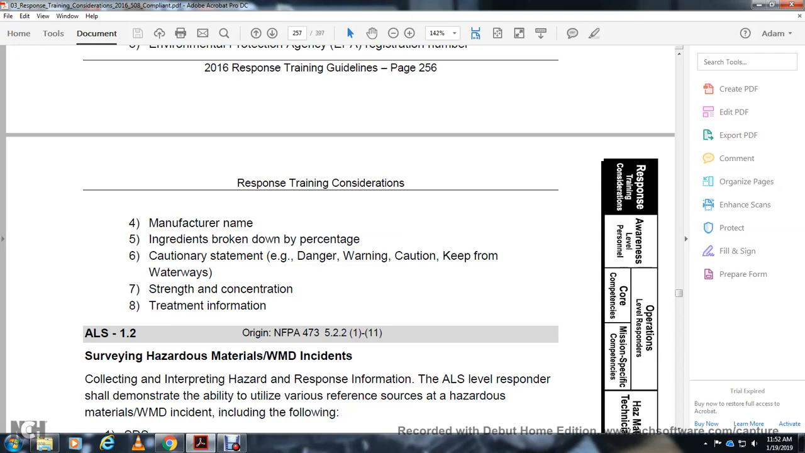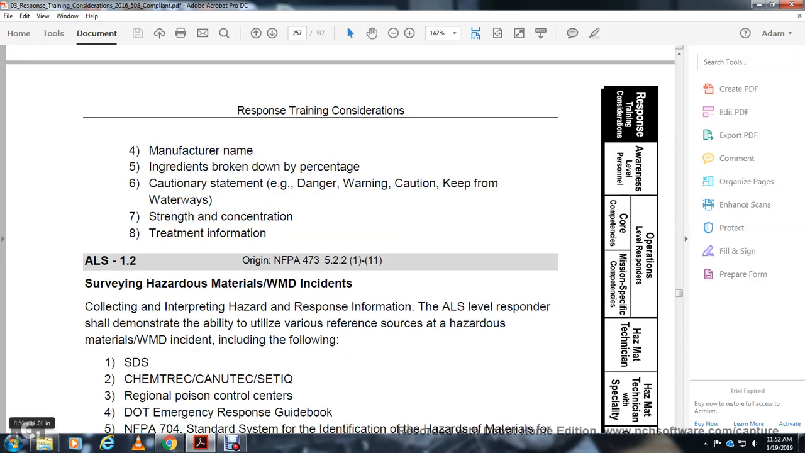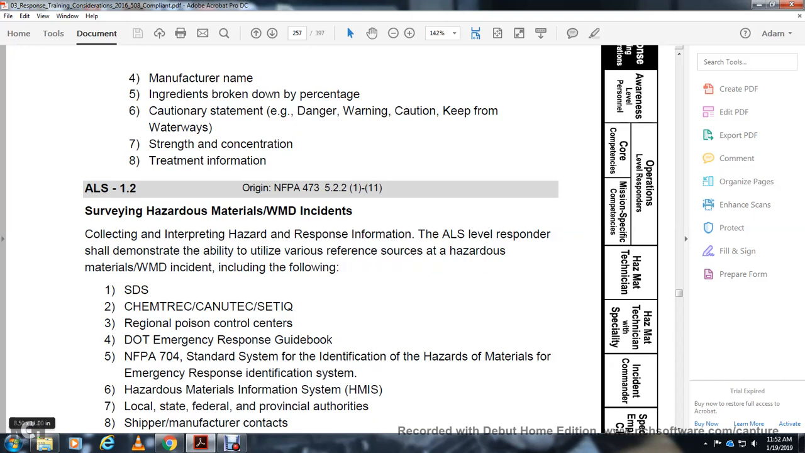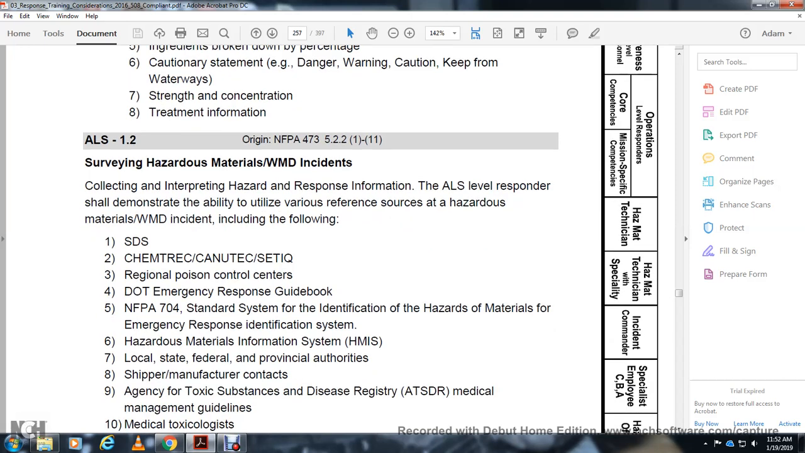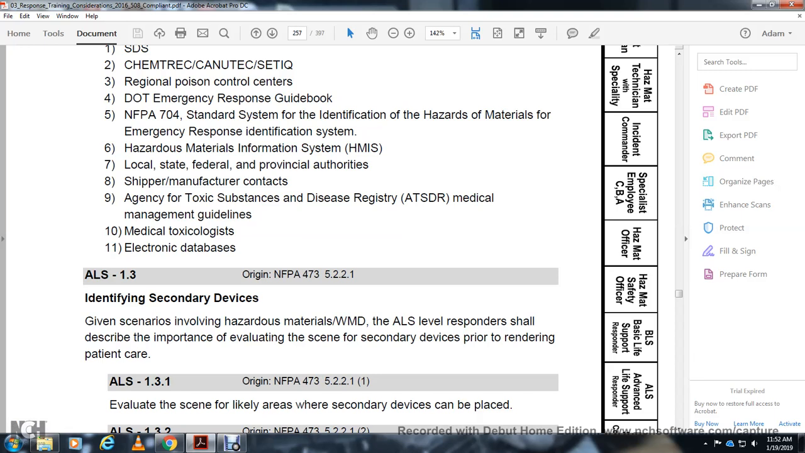Surveying a hazardous material weapon of mass destruction incident, the responder should be able to interpret the response information. The advanced life support level of responder should demonstrate the ability to use various response resources for the hazmat weapon of mass destruction incident, following safety data sheets, CHEMTREC, request poison control center data, the Emergency Response Guidebook, the National Fire Protection Association 704 system, hazmat emergency response information systems, local, state, and federal authorities, the manufacturer, the toxic substances registry, and medical management guidance, medical toxicological electronic databases, to identify the substances.